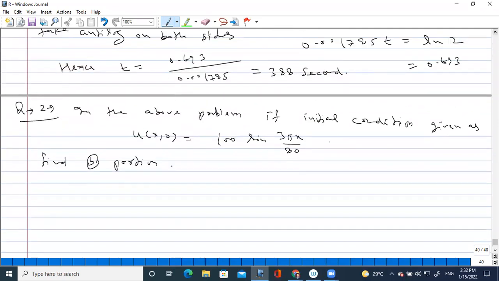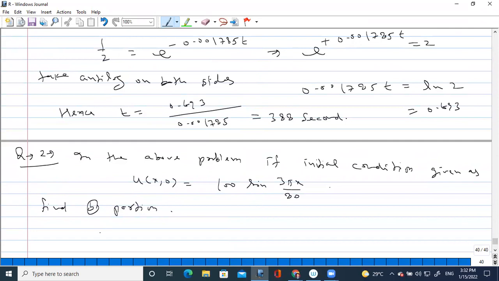Can you think? We have to take B3. Yes. And B3 will also be 100. So it means everything is same for the B portion. Now you find A portion. Or B portion is same, just you have to find A portion. Tell me what should be the answer. A portion means u(x,t) you have to find.